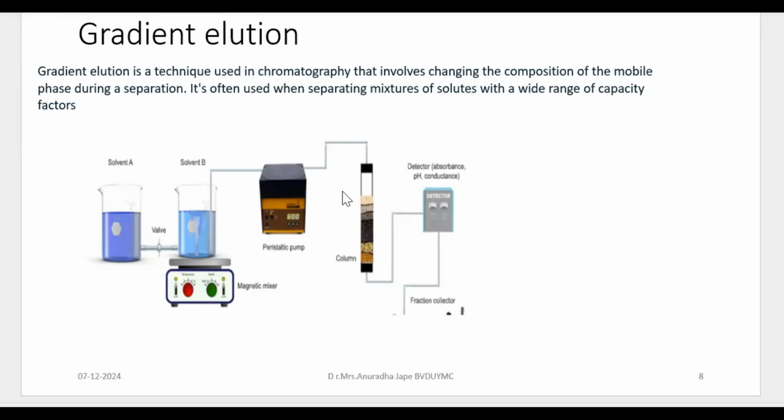Again, here you can decide the pH, the ionic strength, or the polarity of the eluent. And these variations can be adjusted to achieve better separation, good efficiency, or good resolution of the analytes.